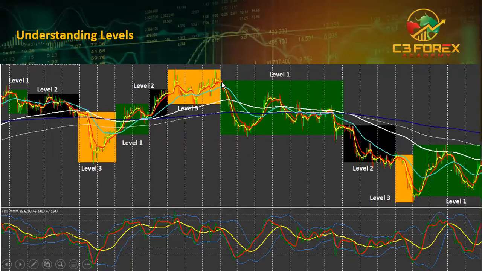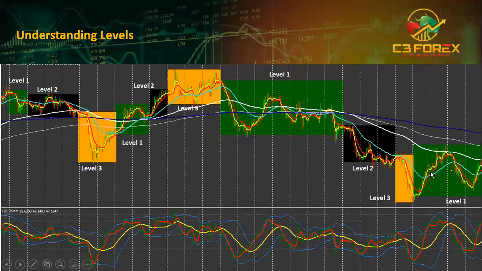Level 1, 13/50 EMA cross. Held the level for 1, 2, 3, 4, 5, 6, 7 days. Level 2, broke the low of level 1, 1, 2, 3 days. Level 3, broke the low of level 2, getting ready to reverse.